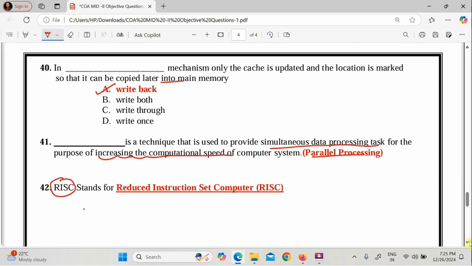These are the important mid questions for your second midterm examination of COA. Hope these midterm bits are helpful for your midterm examination.